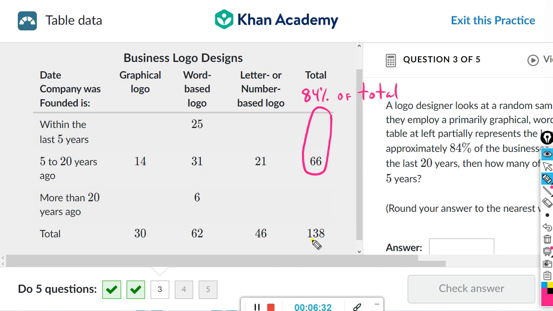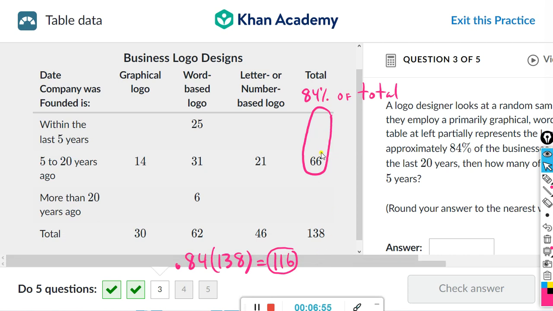All right, so 84% of 138 is going to be 0.84 times 138. I'll do that on the calculator. All right, rounding off to the nearest whole number, I get 116.